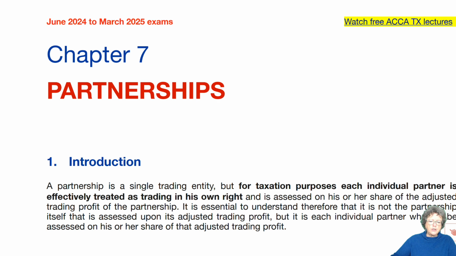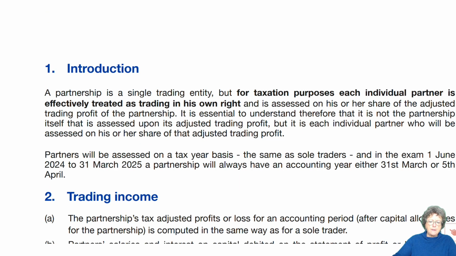So a partnership is a single trading entity, but for tax purposes, and this is why you need to have watched those other chapters, each individual partner is effectively treated as trading in his own right. So if you can do adjusting profits for individuals, capital allowances, losses for individuals, and self-assessment and all of that sort of information for individuals who are trading, then you can do partnerships.